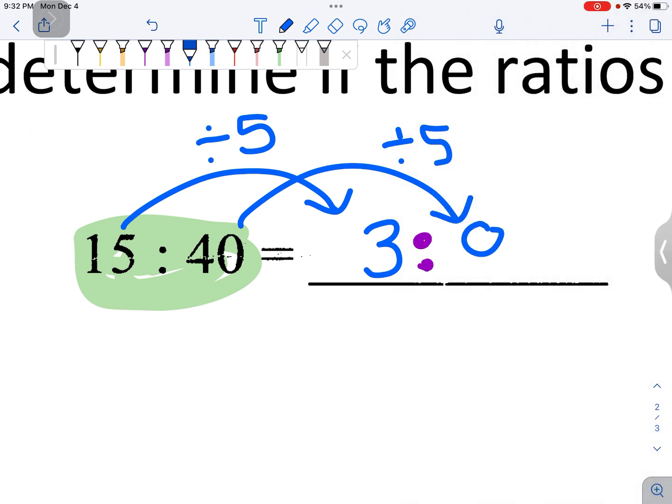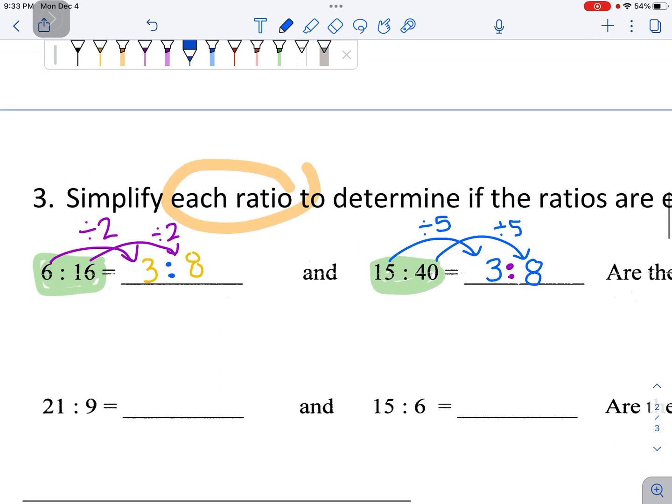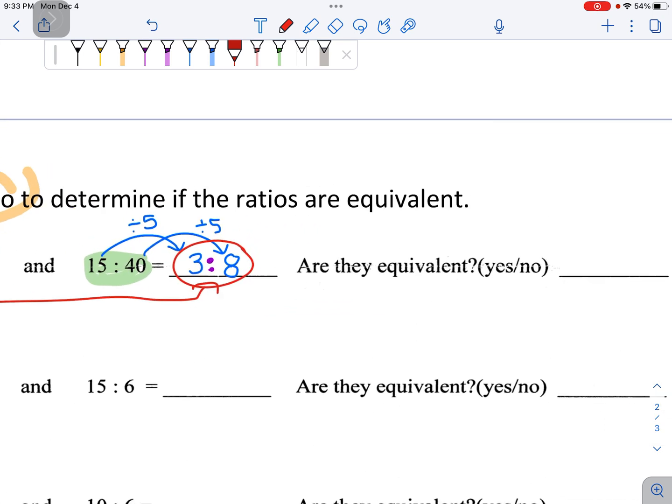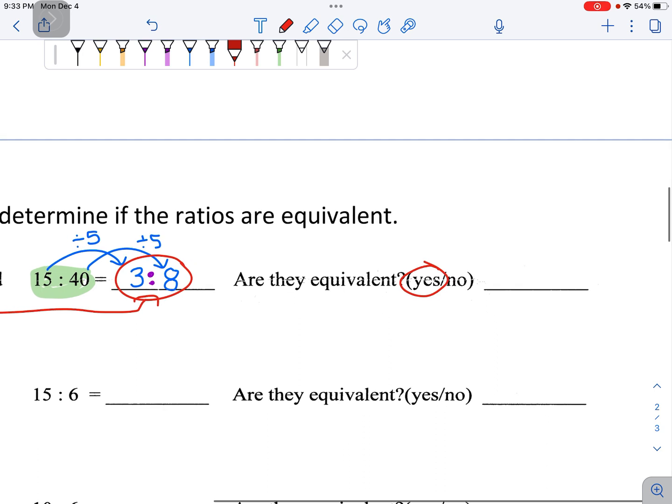Hey, that looks familiar. Take a look now. Did we get the same answer? Sure looks like we did. 3 to 8, 3 to 8. So are they equivalent? Yes.